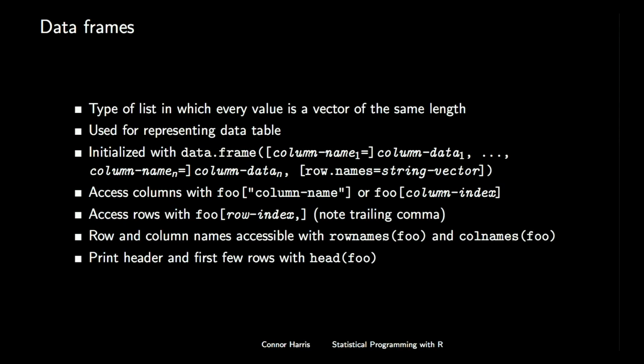Data frames, they're a subclass of list. Every value is a vector of the same length, and they're used for representing basically data tables. There's this initialization syntax. This will all, again, be much clearer when you get to the demo. And the nice thing about data frames is that you can give names to all the columns and names to all the rows. And so that makes accessing them a bit friendlier. Also, this is how most functions that read in data from Excel spreadsheets or from text files, for example, will read in their data. They'll put it into some sort of data frame.